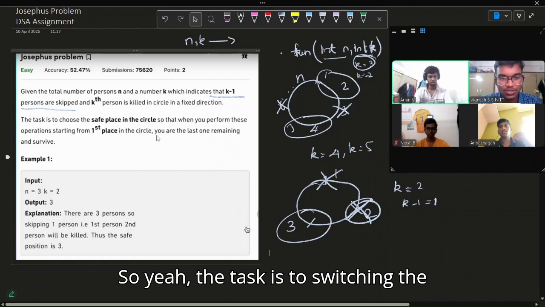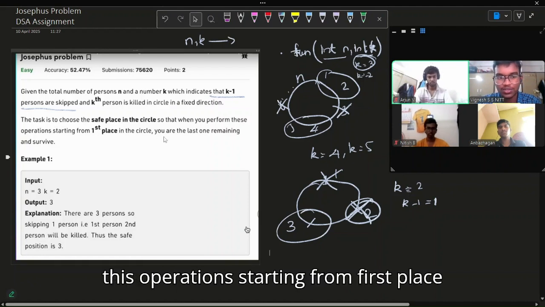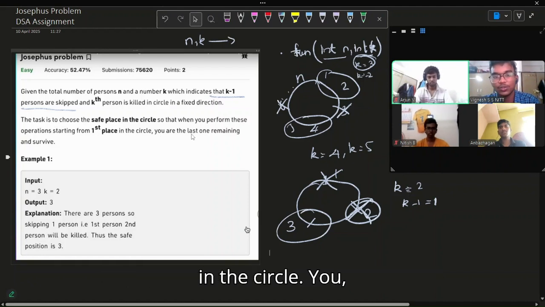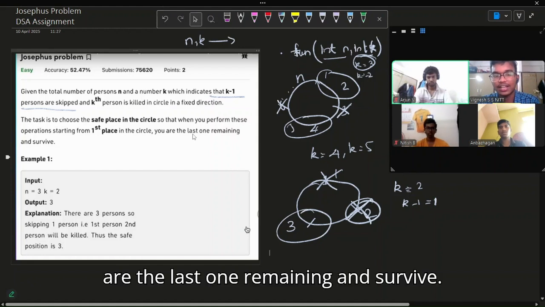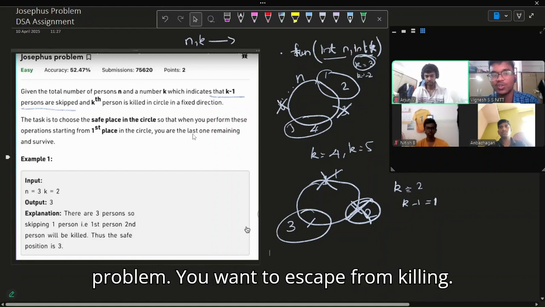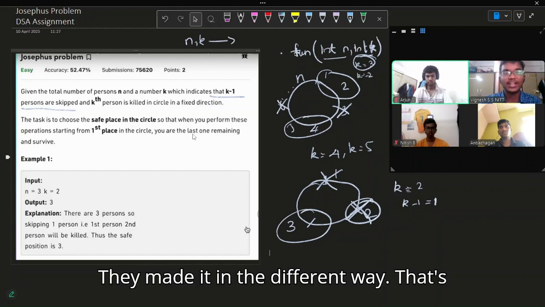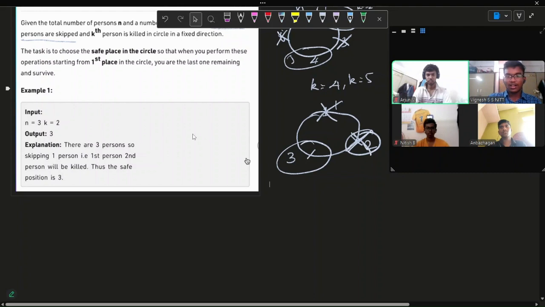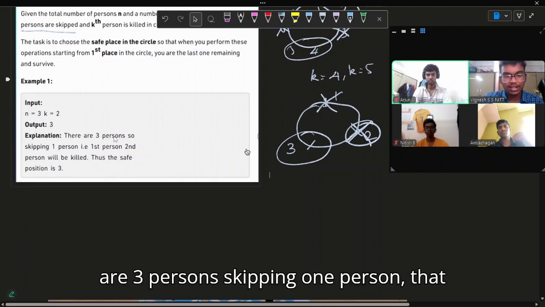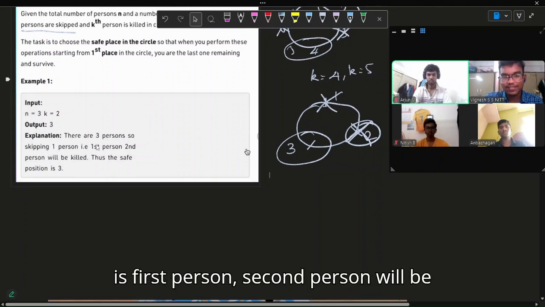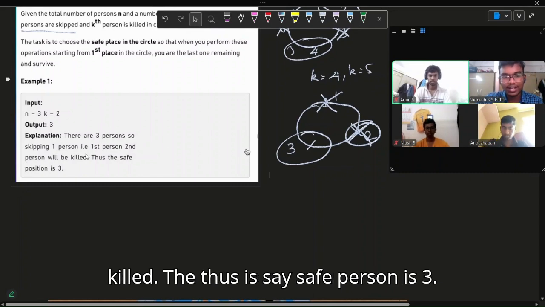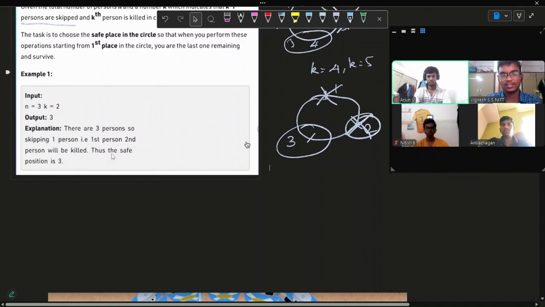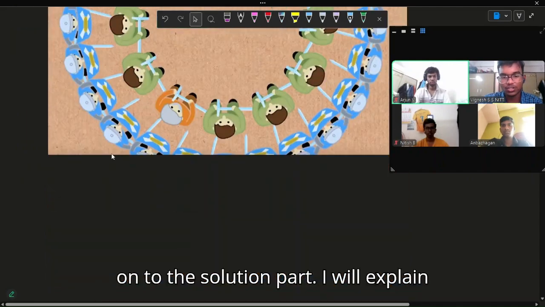So yeah, the task is to find the safe place in a circle so that when you perform these operations, starting from the first place in the circle, you are the last one remaining and survive. It is basically the same Josephus problem. We want to escape from being killed. They made it in a different way. They also said the same thing: there are three persons, so skipping one person, that is the first person, the second person will be killed. Thus, the safe person is three. Explanation is not needed. We will get on to the solution part.